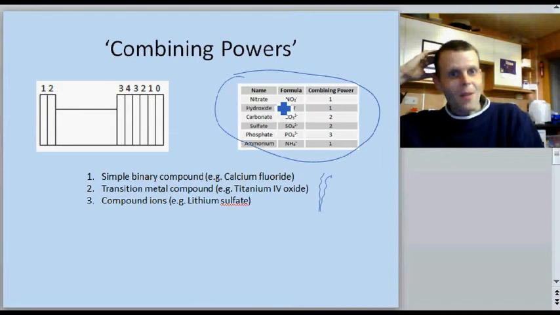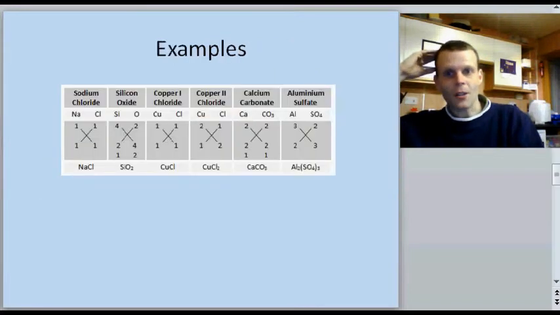So let's look at some examples, starting with these binary compounds. So the way it works is we look at the elements, look at their position on the periodic table, and look at their combining power.